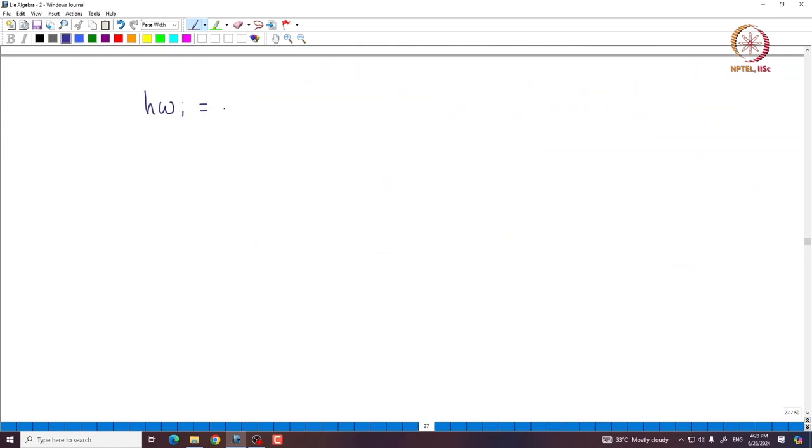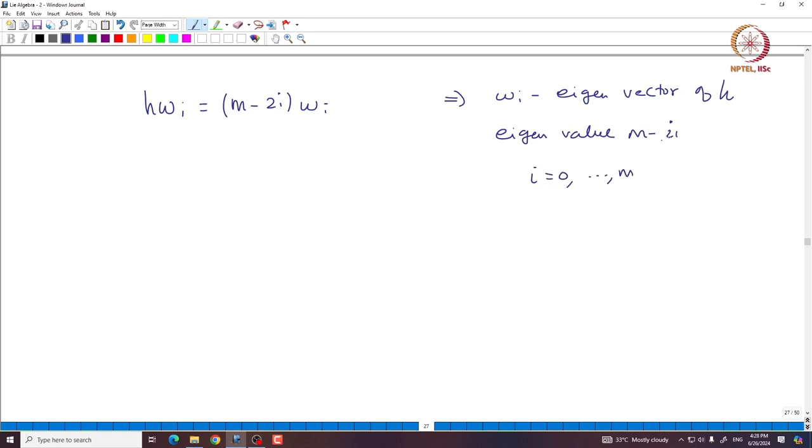So, H W I is given by M minus 2 I W I. So, that means each W I is an eigenvector for H. Okay. So, this implies the W I's are all eigenvectors for the action of H. Okay. Not only that, what is the eigenvalue? The eigenvalue is M minus 2 I. Okay. Note that this I is actually ranging from 0 to M. So, that means when you put 0 here, it is giving me M. So, the eigenvalues start from M and then go to M minus 2, and then all the way to minus M plus 2 and then minus M.